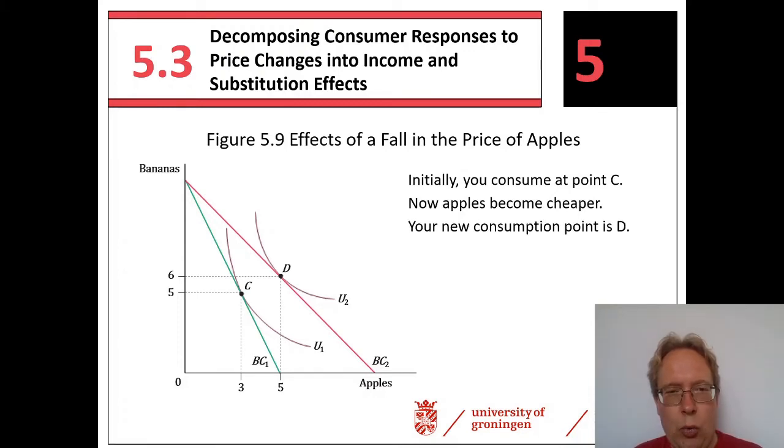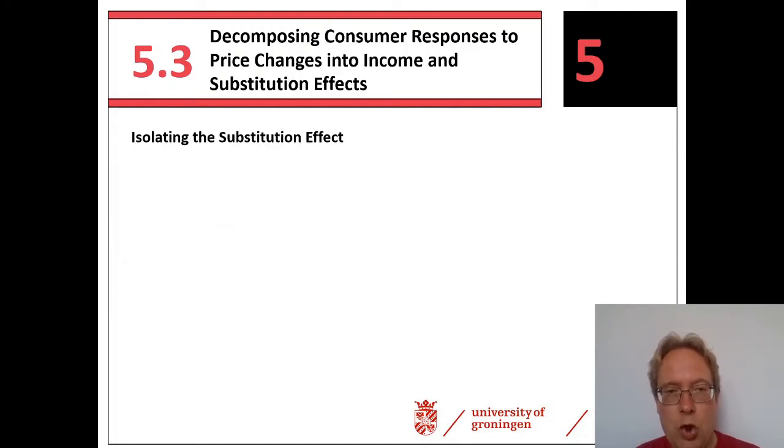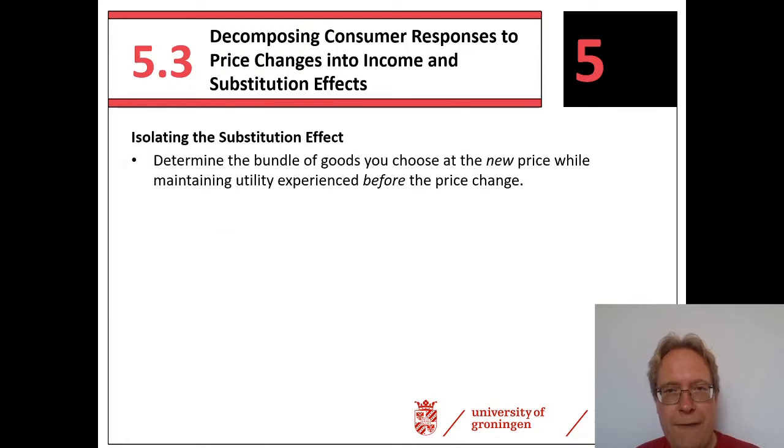Okay, so this total effect, as I explained, is the sum of a substitution effect and an income effect. The substitution effect being only a change in relative prices, the income effect being the change in purchasing power. So this is the total effect. I now consume 2 apples more than before. But what about a substitution effect?